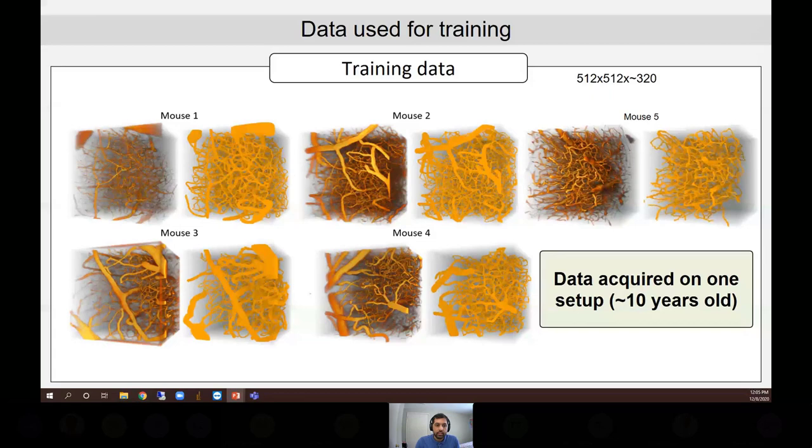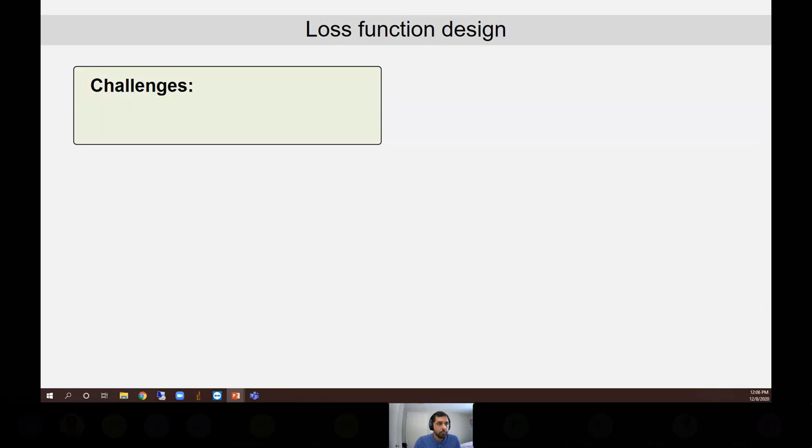The training data that we use for our deep neural network is as shown. As discussed before, we are extremely limited by the training data. We only had 5 angiograms to work with, and even amongst these, the first one was actually used as the test data. So our challenge was to train using this limited amount of data, which was acquired on a microscope around 10 years ago. And can we have that trained deep neural network perform segmentation on data from any two-photon microscope?